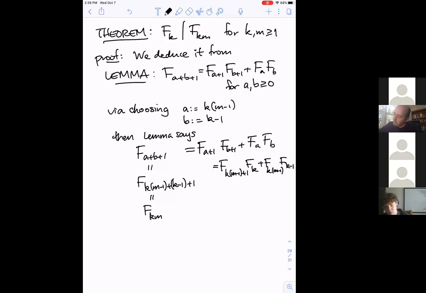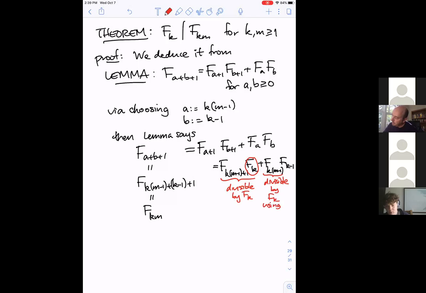And then the point here is that makes it divisible by fk because it's got a factor of fk in it. And this one is divisible by fk using induction on m.